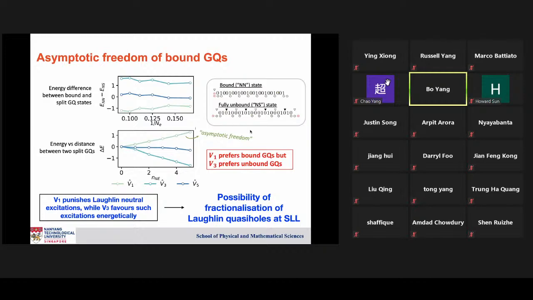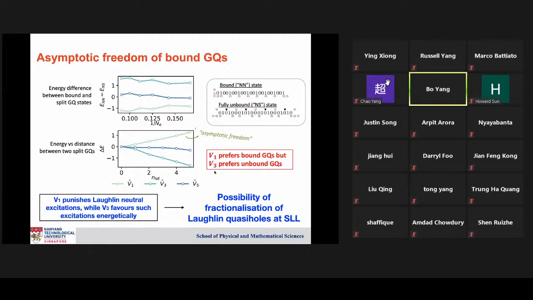Okay, but if you look at the longer-range interaction with the so-called pseudopotential formalism, then for longer-range interaction between electrons, the interaction between the Gaussian quadriholes becomes repulsive, as you can see from here. So it is actually energetically more favorable for you to pull them away from each other. So that actually hints at the possibility of the fractionalization of Laughlin quasiholes, even in the second Landau level, because we know in the second Landau level, the long-range component is much stronger as compared to the lowest Landau level.